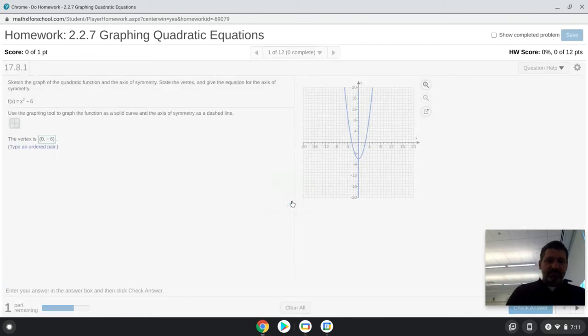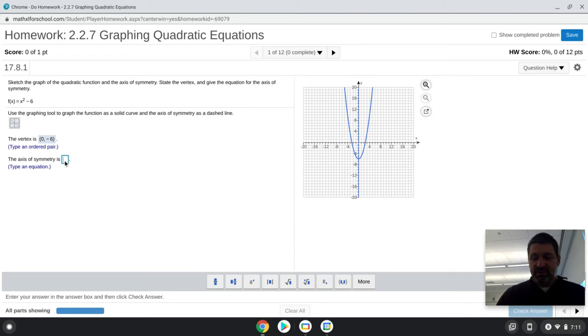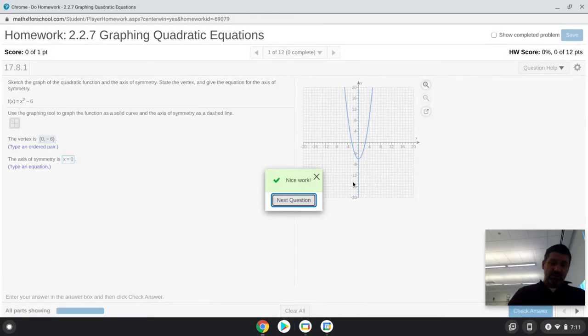Okay, there we go. Then it's going to ask us for the axis of symmetry, the equation for that. So that equation goes straight up and down at x is equal to 0. So that is our axis of symmetry, x equals 0. So when x is 0, y can be anything. So it goes all the way up and down there. Okay. All right, so we're good.